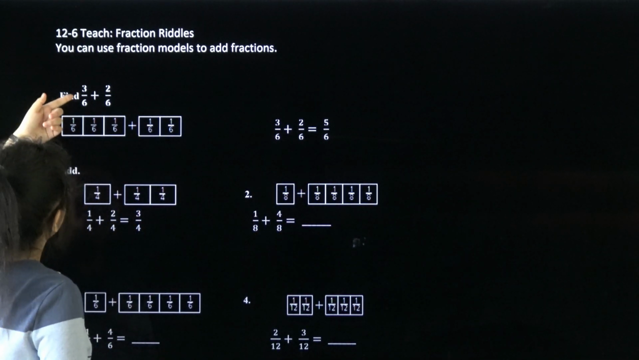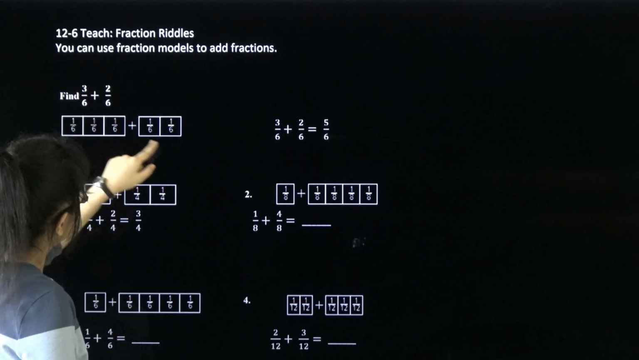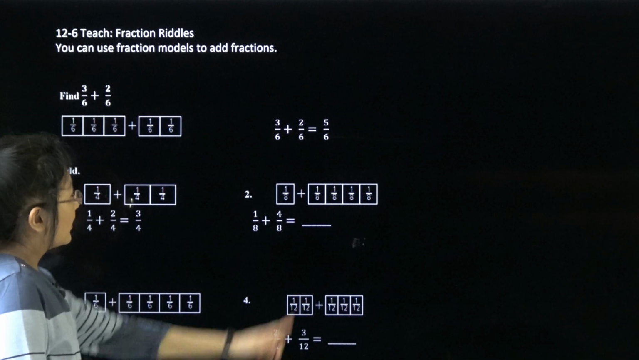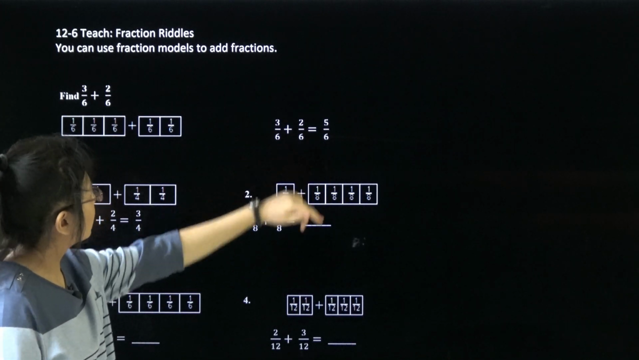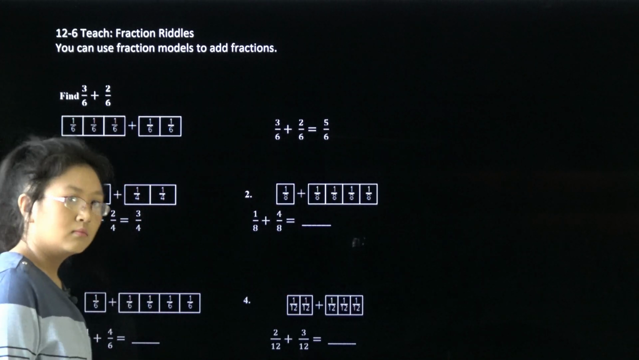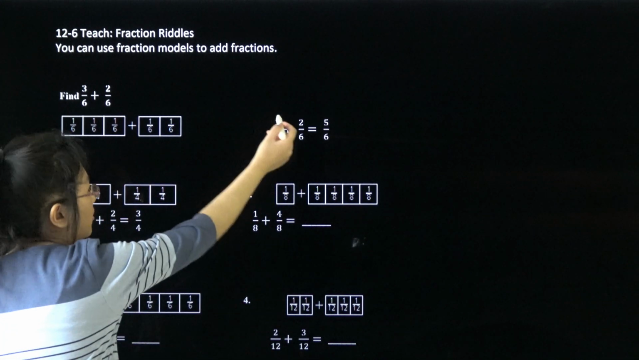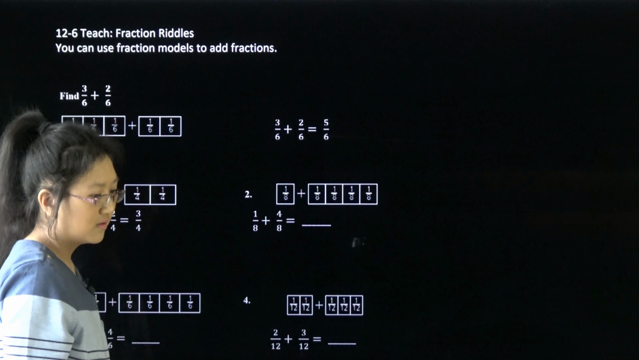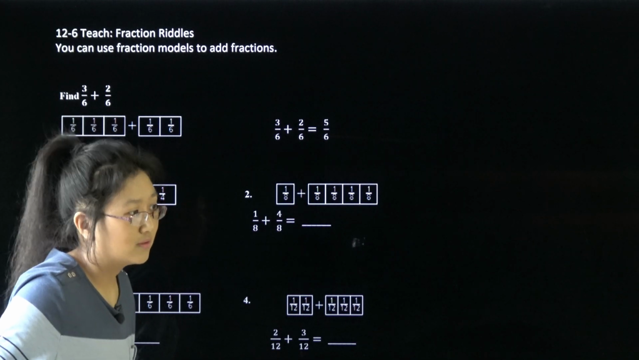So here's an example. Find 3 over 6 and 2 over 6. So you get a bunch of 1 over 6s and you add them up. Now you might be thinking, if 3 over 6 and 2 over 6 equals 5 over 6, why do I need these? You don't. You just add 3 and 2 together. And because it's the same number of total pieces, you don't add those. You don't.